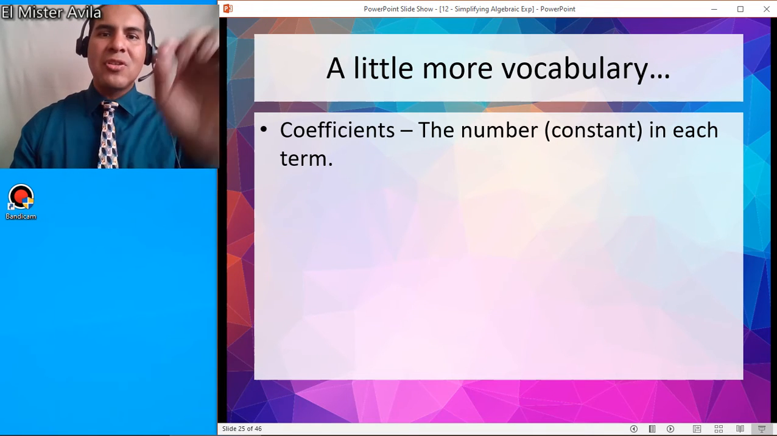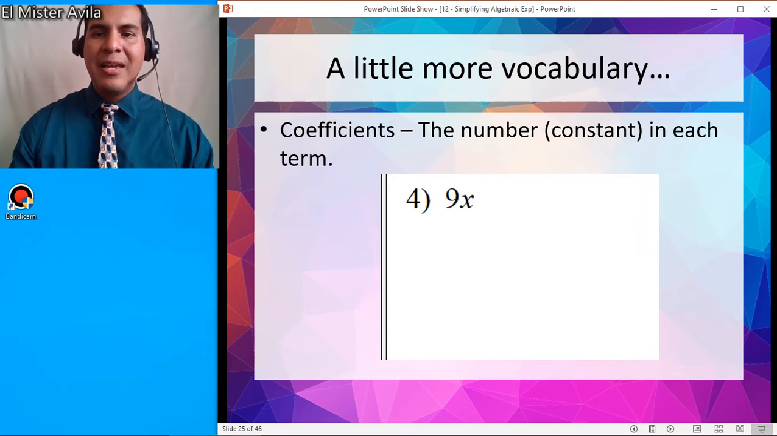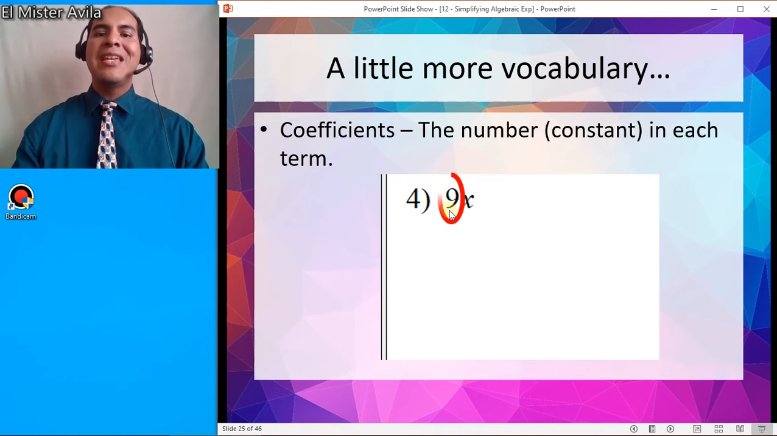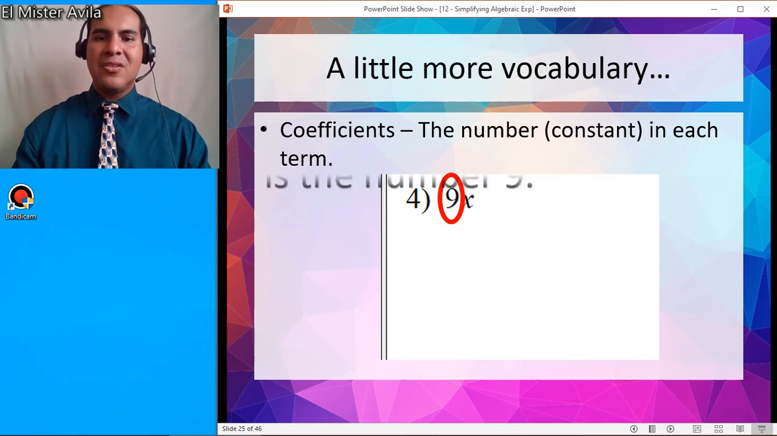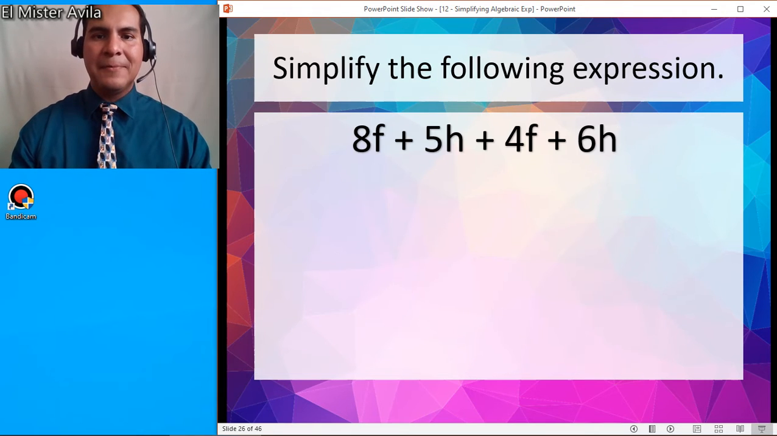Within a term, we also have something called a coefficient, and that is the number, aka the constant, that is in each term. So in the last one where we had 9x, the 9 here is called the coefficient of that term. So we say the coefficient in the term 9x is the number 9.